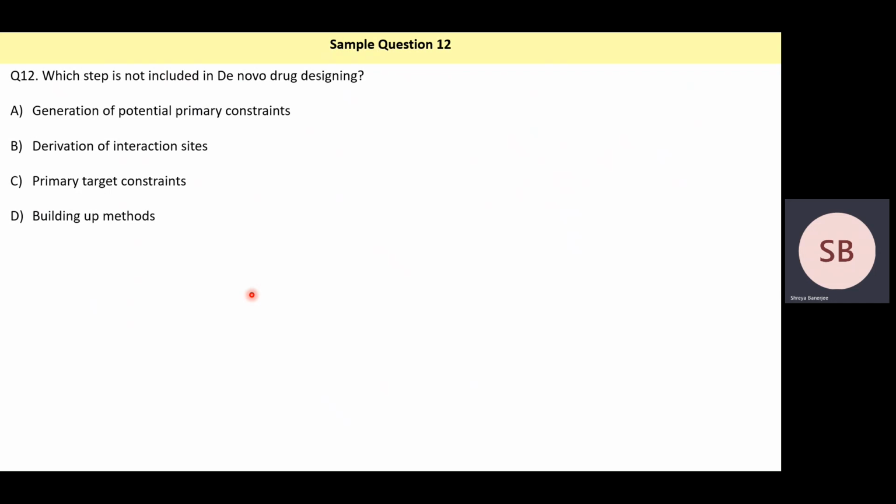We go to the last question of today, which asks, which step is not included in de novo drug designing?